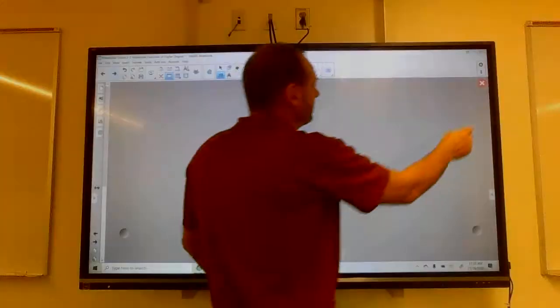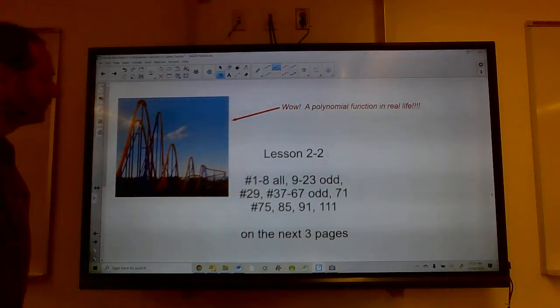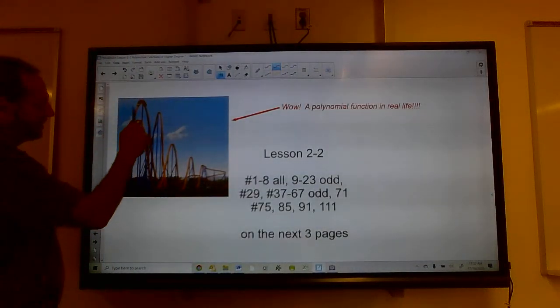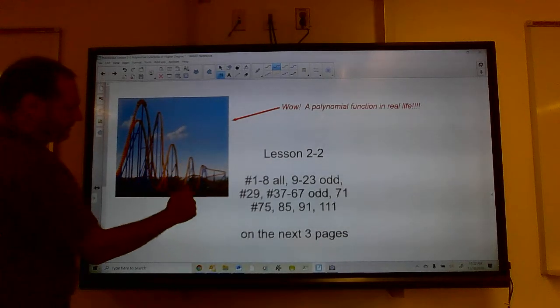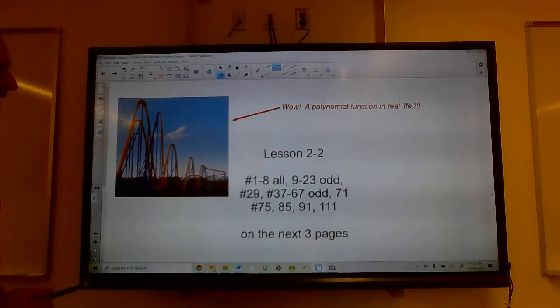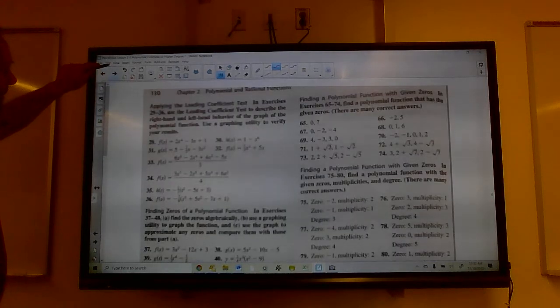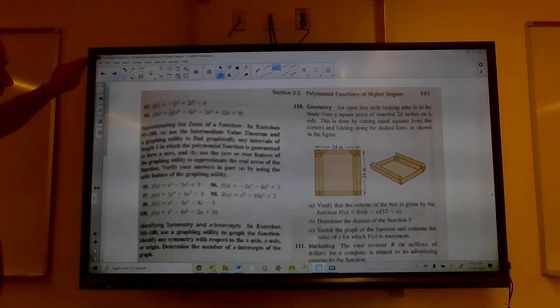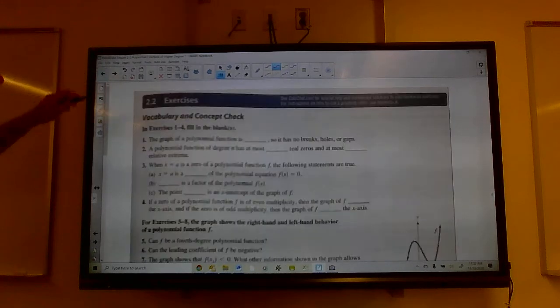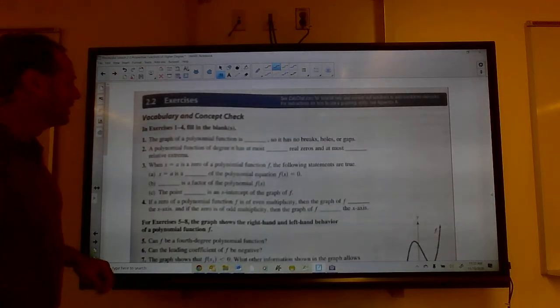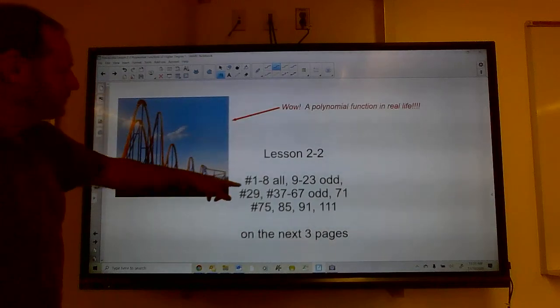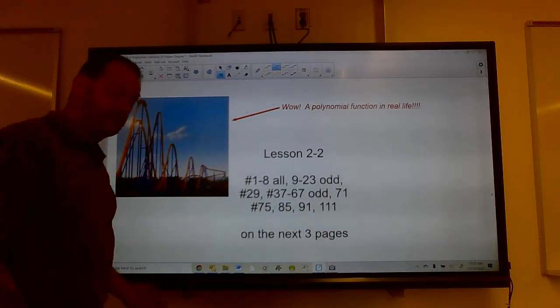Okay. Ooh, what does this mean? This means homework. Ooh, look at this. A polynomial function in real life right there. Anytime you ride a roller coaster, you're riding a polynomial function, and here is your homework. I know it's a little bit hard to read, but I think it's readable. If it's not, let me know, and we'll make some other arrangements. But that's your assignment. Here are the problems you're going to do, and I will see you next class.